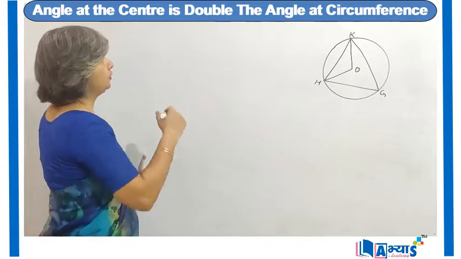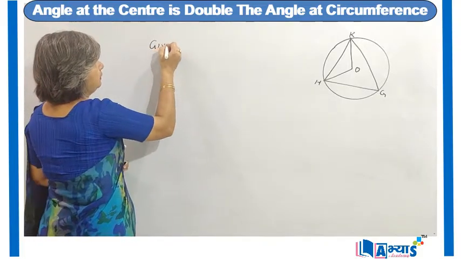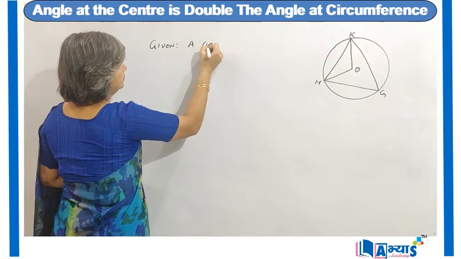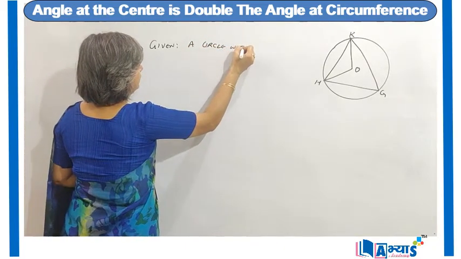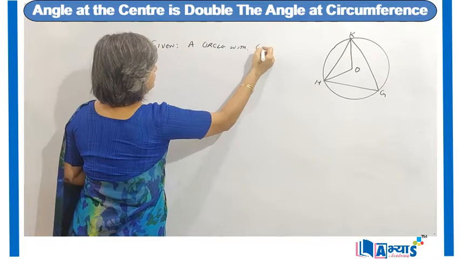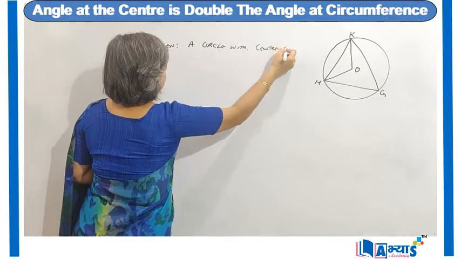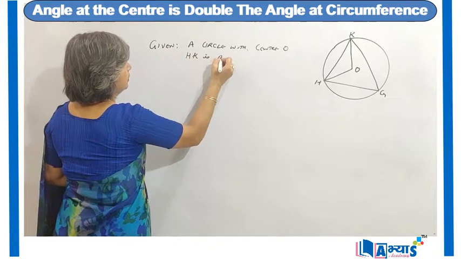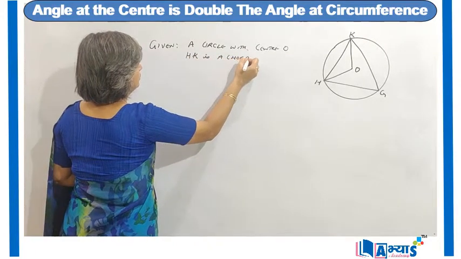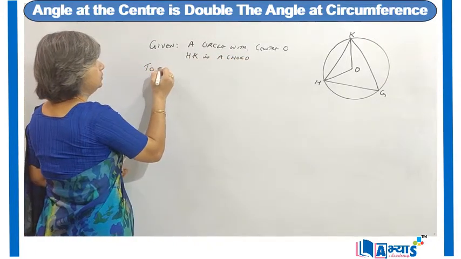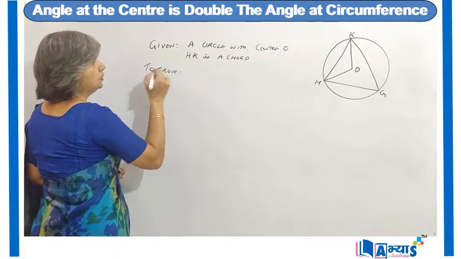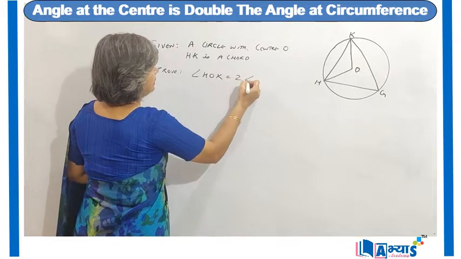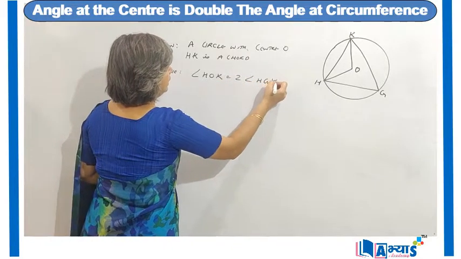We have to prove that, given a circle with center O, HK is a chord. To prove: angle HOK is 2 times angle HGK.